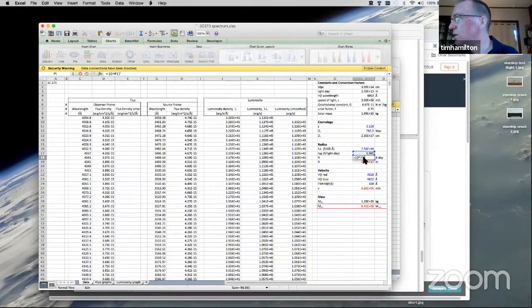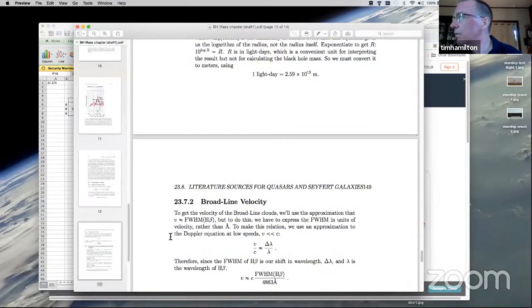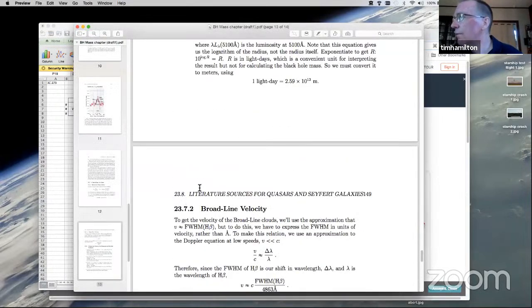Then I exponentiate, 10 raised to that power, to get the radius in light days. And then I do the conversion from light days to meters here. We do want it in meters rather than centimeters because we're using the gravitational constant in terms of meters. All right, so that gets us that. So now we have R.